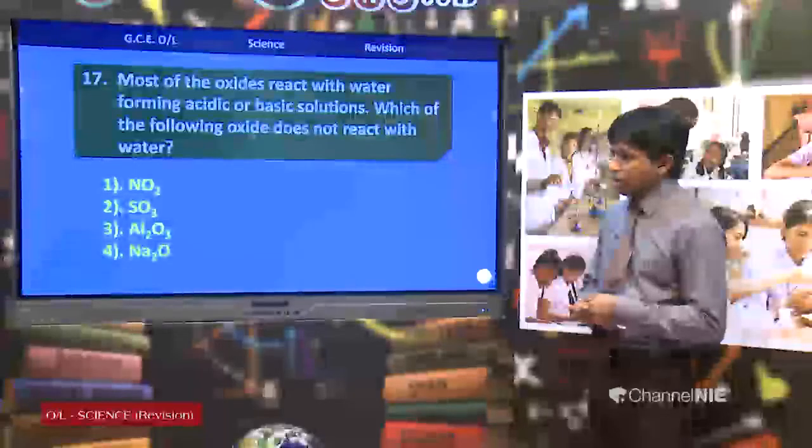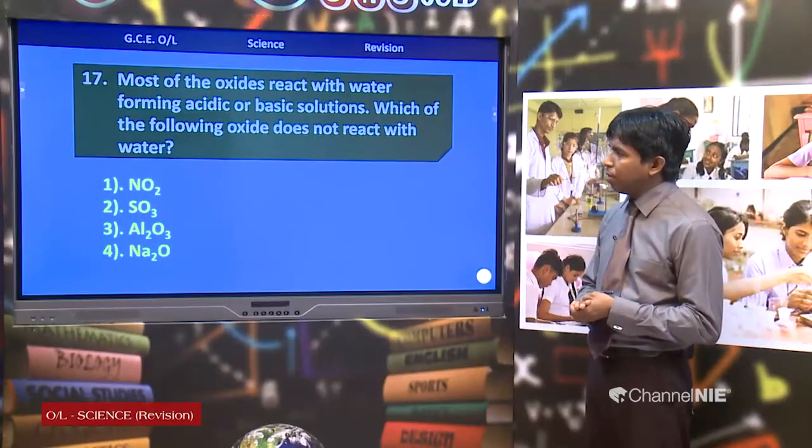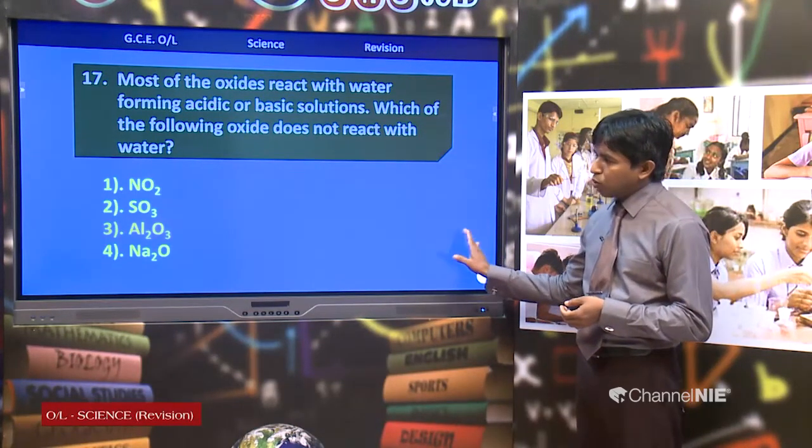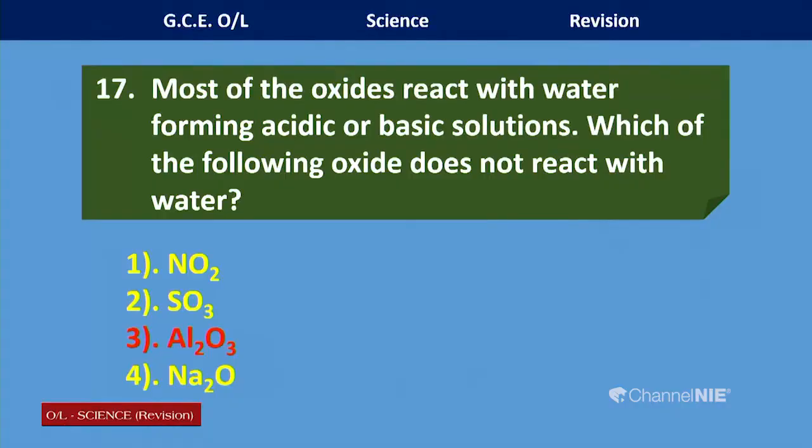So, you have already got the answer now, aluminium oxide does not react with water. The question asks about the oxide which does not react with water, so the answer will be third. What about sodium oxide? Sodium oxide, the fourth one, if you dissolve it in water, you get sodium hydroxide solution, it is basic. Therefore, sulfur trioxide and nitrogen dioxide give acidic solutions and sodium oxide produces a basic solution, but aluminium oxide does not react with water.